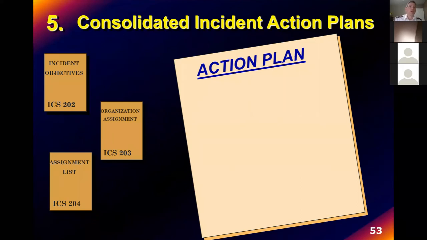All right, so our action plan may consist of various forms detailing each step of the plan, right? I've got a couple of the different types of forms you might find: ICS 202, ICS 203, 204. These are all numbered forms within the ICS system that help us deal with the incident objectives, organizational assignments, and assignment lists, right?